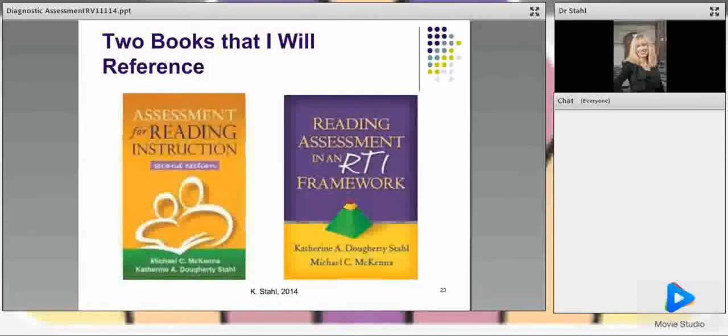Then we also have Reading Assessment in an RtI Framework. Michael McKenna has been my co-author on both of these books. The second book talks more about the process of figuring out how to do this systemically in a school system, as well as how to teach the diagnostic process in Tier 2 and Tier 3.